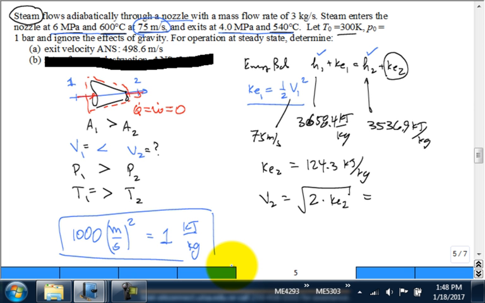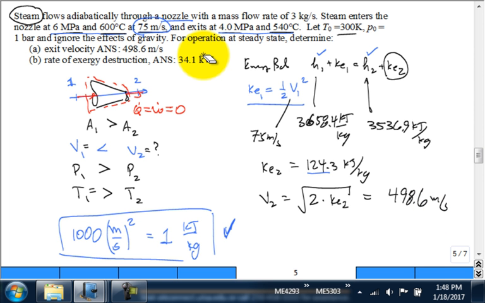I saw a number of people had it in their equations, which is good. All right? So you'll get some numbers. You can't tell if they're right or wrong, but if you don't have the right unit conversion in there, the numbers will give the wrong answer. So this kinetic energy is 124.3, and then the speed comes out to be around 498.6 meters per second. I have 2 minutes.